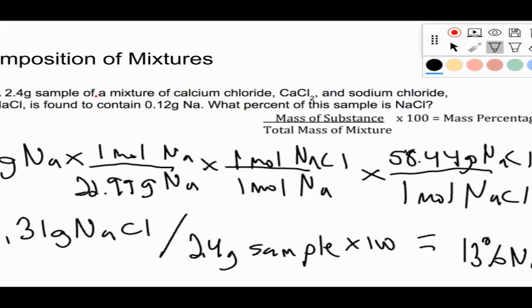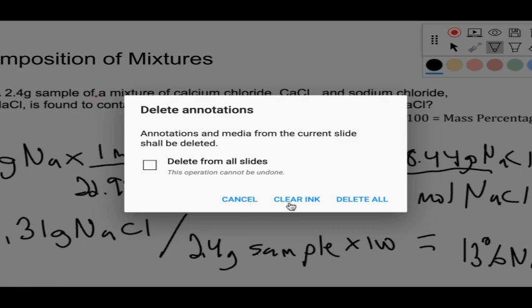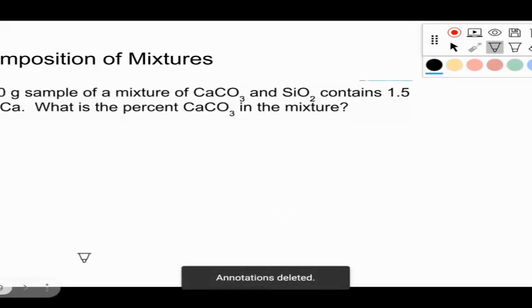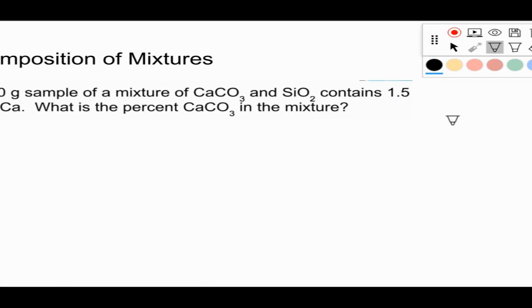So then, once we have that calculation, we can go on to another one that's similar now that you've seen the format once. So let's do it again with a different example. This one says a 5-gram sample of a mixture of CaCO3 and SiO2 contains 1.5 grams of Ca. What is the percent of CaCO3 in this mixture?